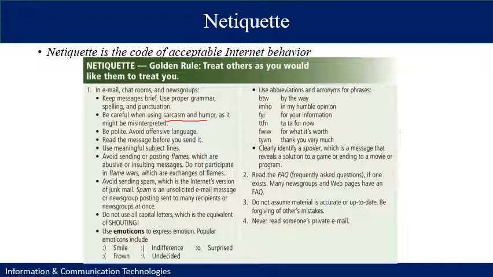However, you can use emoticons to express your emotions, and popular emoticons include smiling, frowning, indecisiveness, indifference, and surprise. You can also use abbreviations or acronyms for phrases such as provided here, and you should clearly identify a spoiler, which is a message that reveals the solution to a game or the ending of a movie or a program.